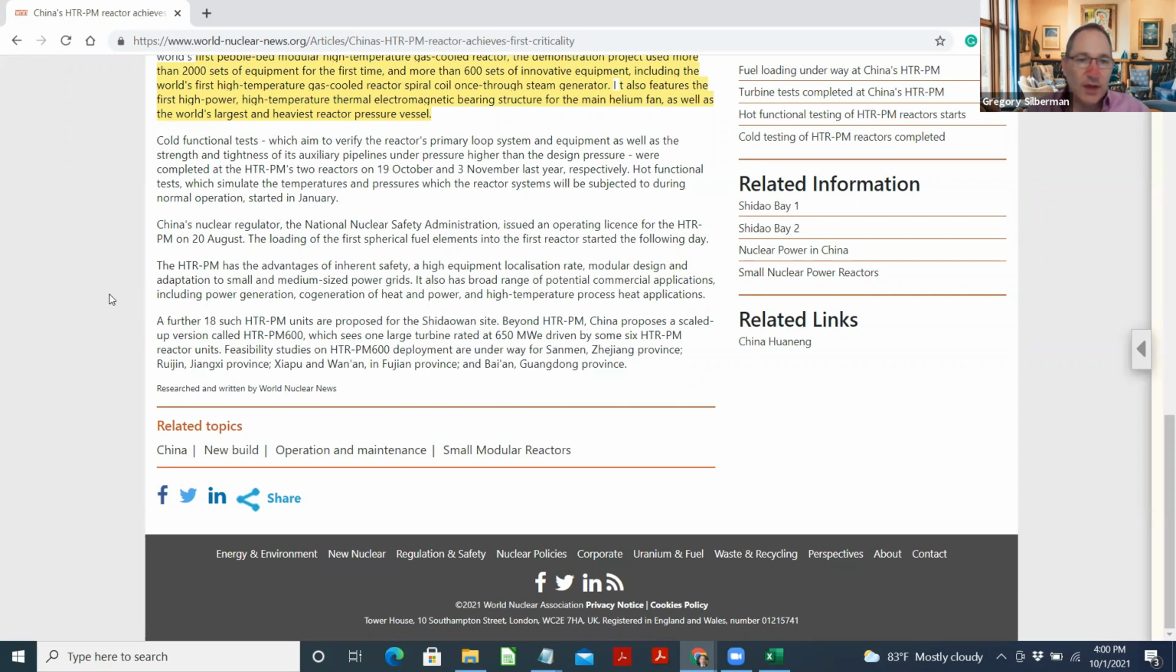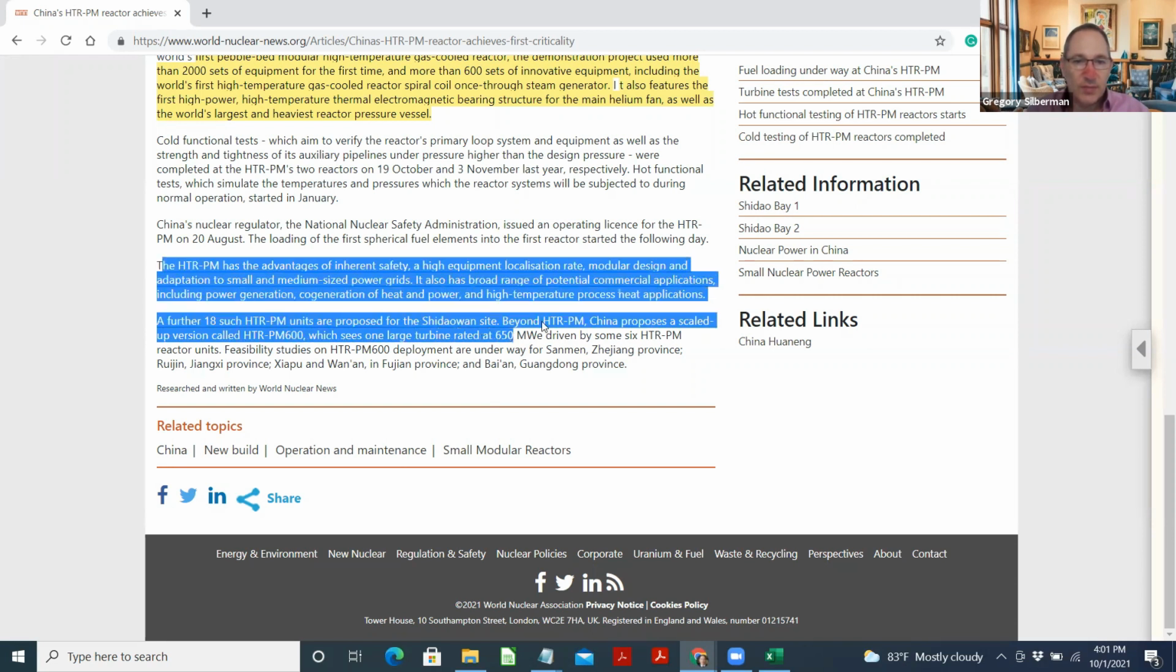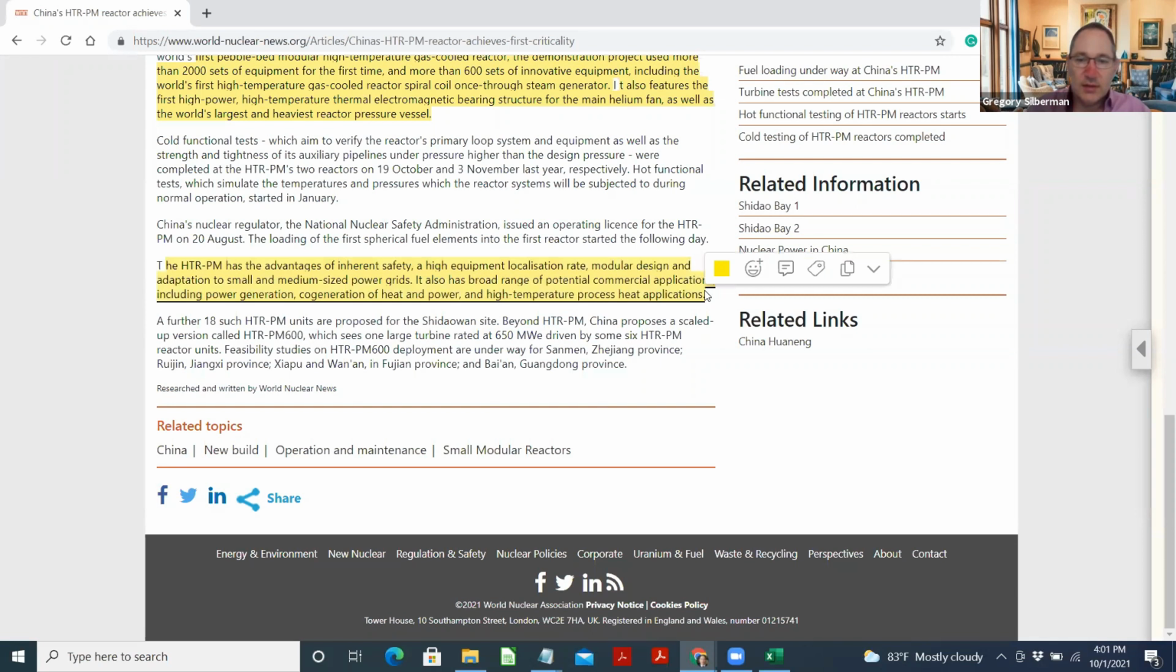The HTR-PM has the advantage of inherent safety, a high equipment localization rate, modular design, and adaptation to small and medium-sized power grids. It also has a broad range of potential commercial applications, including power generation, cogeneration of heat, and high temperature process heat applications. I mean, this looks like the next wave of nuclear technology. A further 18 such HTR-PM units are proposed for the Shidaowan site. Beyond HTR-PM, China proposes a scaled up version called HTR-PM 600, which sees one large turbine rated at 650 megawatts, driven by some six HTR-PM reactor units. Wow.